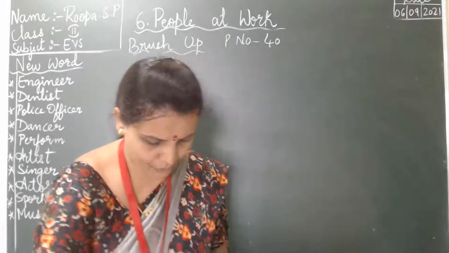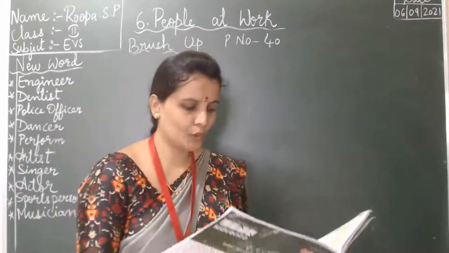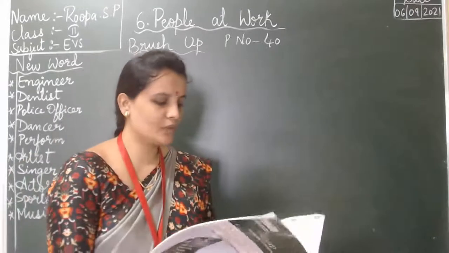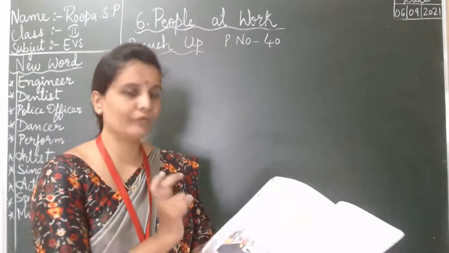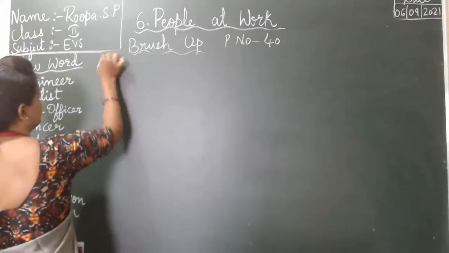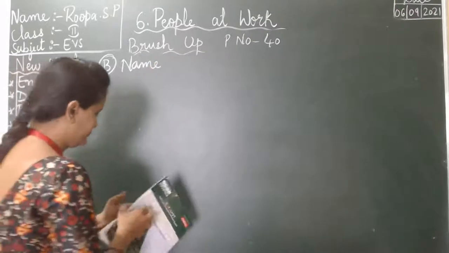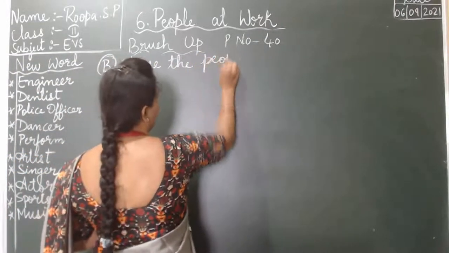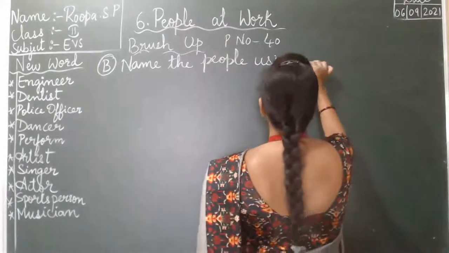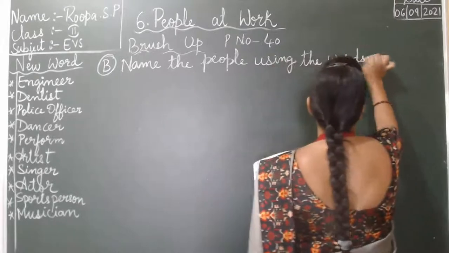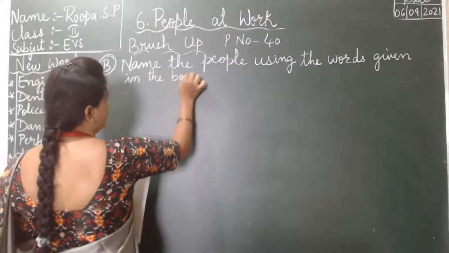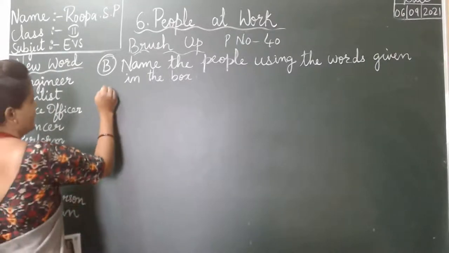Now, here they have given some pictures of the people. Picture 1, picture 2, 3, 4, 5, 6 and 7. So, what do you have to do? They have given the names of the people in the words given in the box. By seeing the pictures, you have to write the name of the person. B. Name the people using the words given in the box. In the box, they have given 7 names of the people.